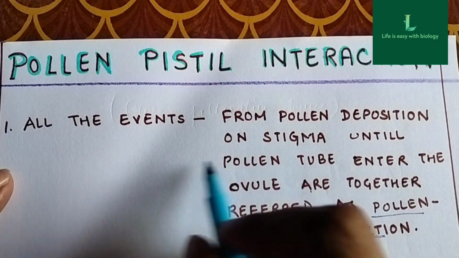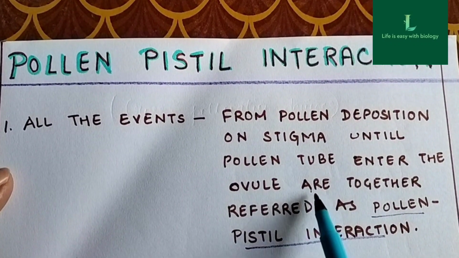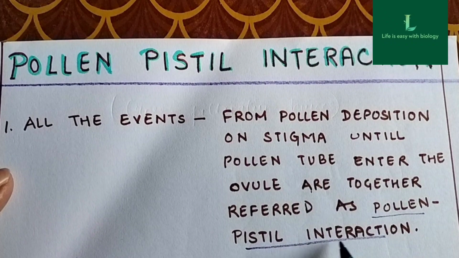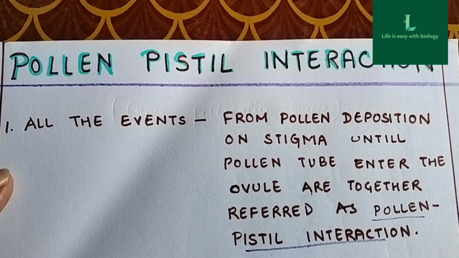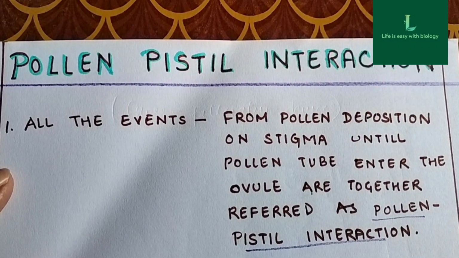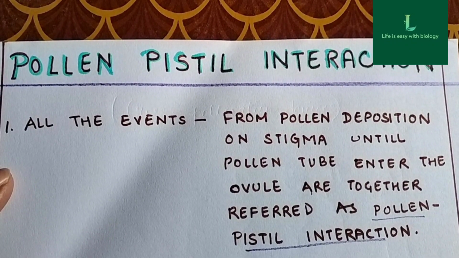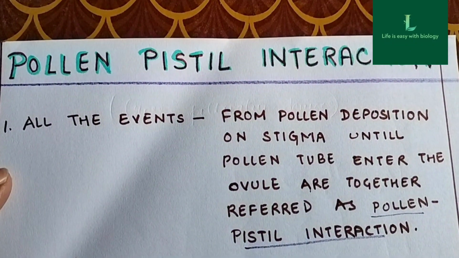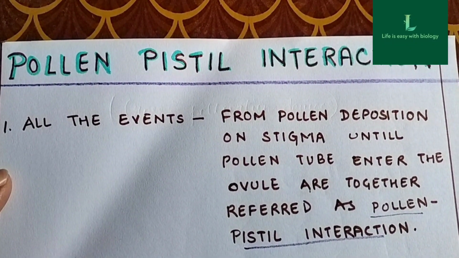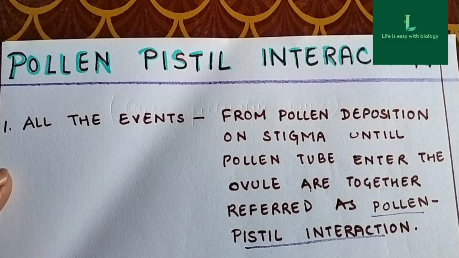Okay, so all the events from pollen deposition on stigma until pollen tube enters the ovule are together referred to as pollen-pistil interaction. What does it mean, student?